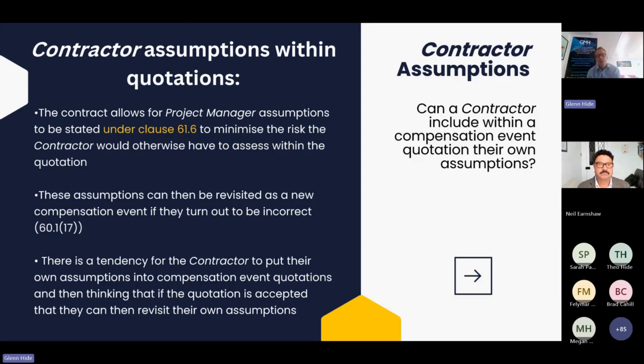Okay, moving on to the compensation event quotation phase. And here the question is, can a contractor include within a compensation event quotation their own assumptions? And this is a really common thing I see, where a lot of contractors do put assumptions within quotes, whereas if you look at clause 61.6, it only talks about the project manager who can state assumptions for the contract to take into account when they're assessing the compensation event.